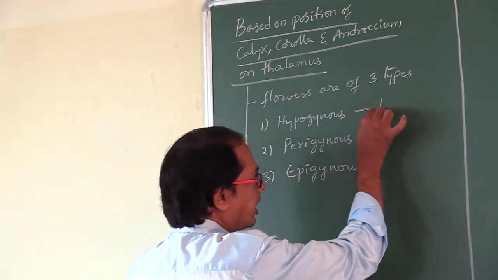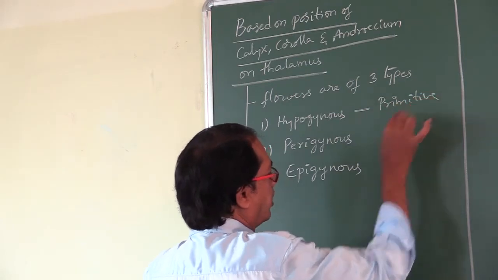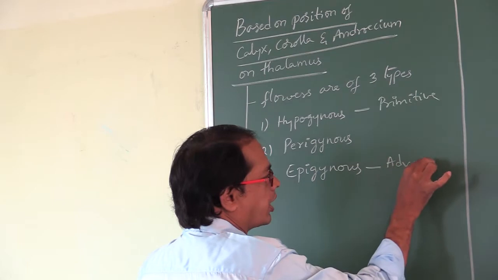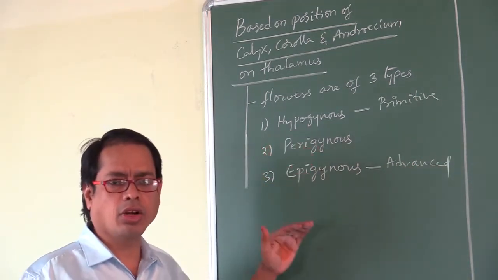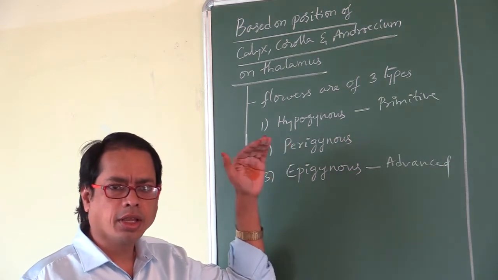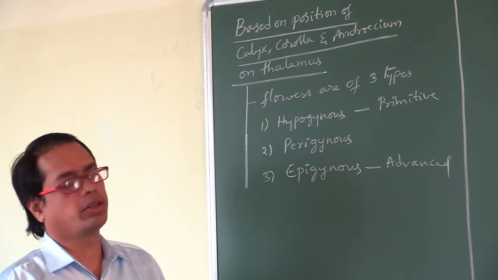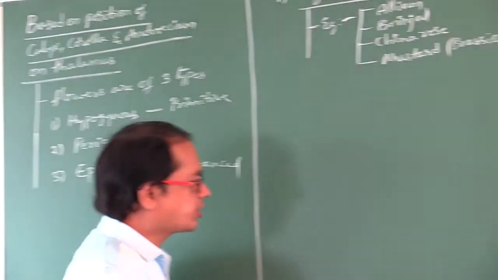Hypogynous will be considered as primitive type. Epigynous will be considered as advanced type or evolved type. So we have to say in the sequential order only: hypogynous, perigynous, epigynous. One by one we have to learn. Okay. Hypogynous flowers. Let's see.